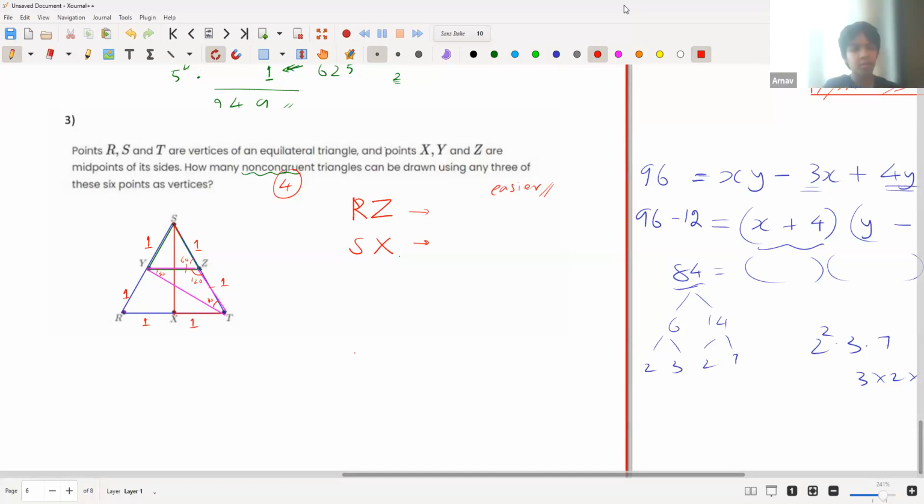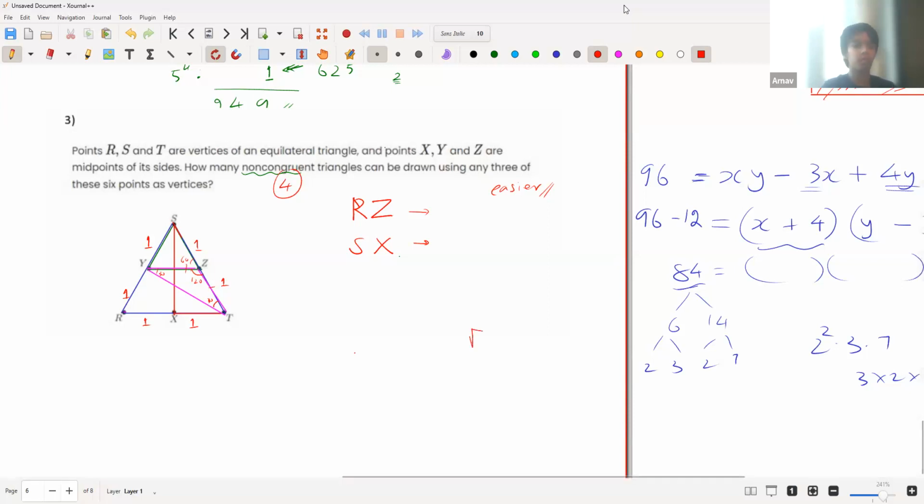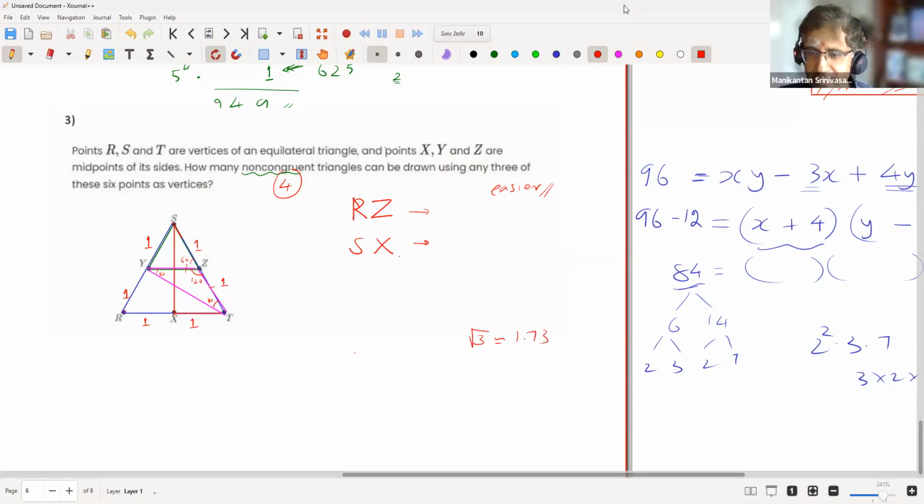So 1.73 is the area. So it's half into base into height. So it's half into 2. So the height is 1.73. Where did you get 1.73 from, the calculator? No. Yesterday, when there was another question, I remember there was a formula, √3 upon 4 a square. √3 is 1.732. √2 is 1.414.